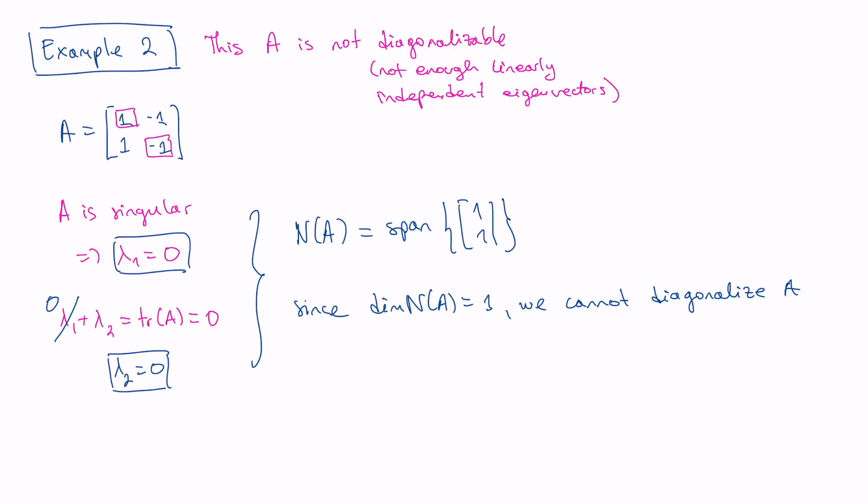You don't have to remember this algebraic multiplicity or geometric multiplicity. What you have to remember is that if you can't find enough linearly independent eigenvectors, you cannot diagonalize the matrix. That's it.